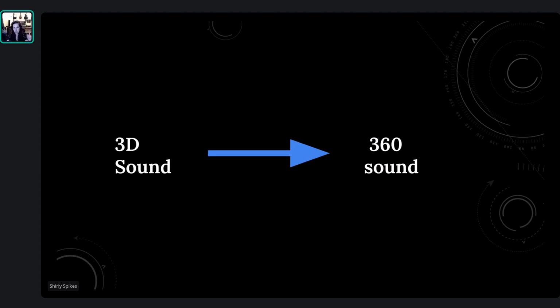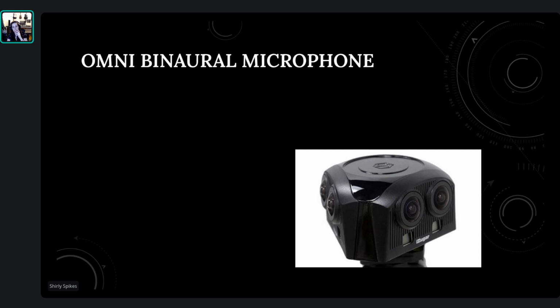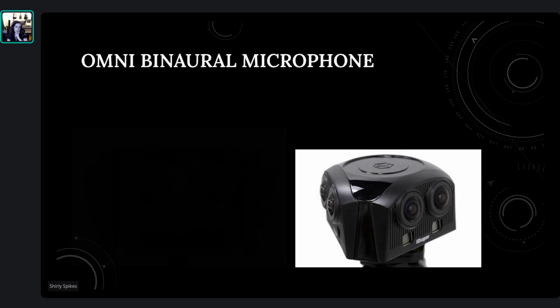So if we go with kind of the same logic that cameras went with, if you have a 3D image, that's two cameras that have the parallax between them, so you can actually record a photo with depth. If we add a lot of them together and put them in a circle, then we can get a 360 thing, right? That's going to work. So if we look at omni-binaural microphones, those are binaural microphones just in 360. So if cameras look like this, maybe a microphone can look like this?